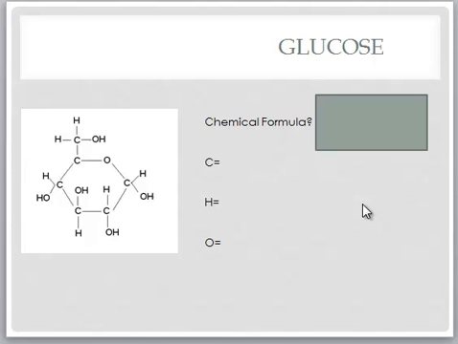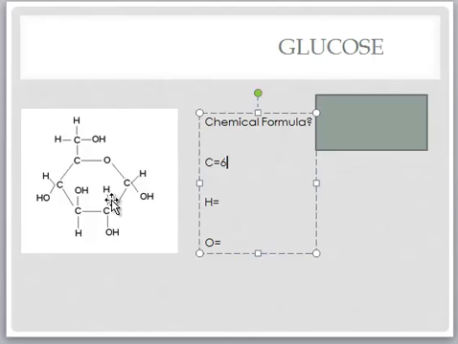Let's count first our carbon atoms, because you always do the carbon atoms first. 1, 2, 3, 4, 5, 6. So there are 6 carbon atoms. Up next is hydrogen. 1, 2, 3, 4, 5, 6, 7, 8, 9, 10, 11, 12. There are 12 hydrogen atoms. I'm going to double check myself. It seems like I might have missed one. So I'm going to double check my counting.